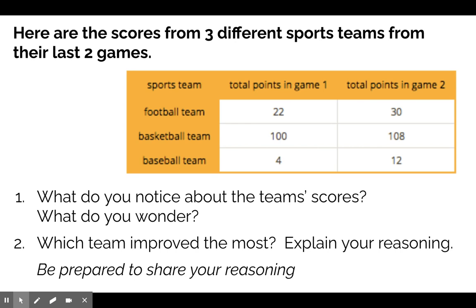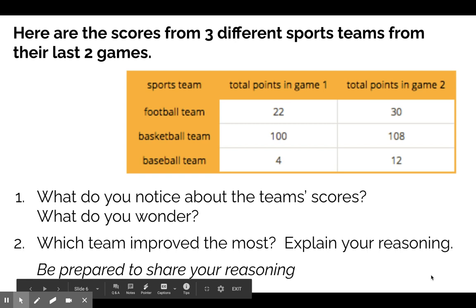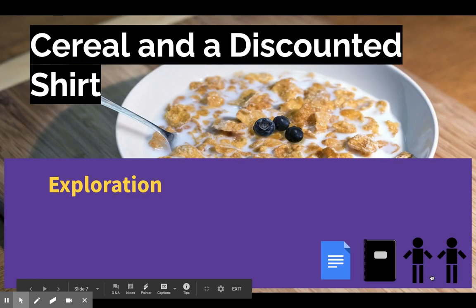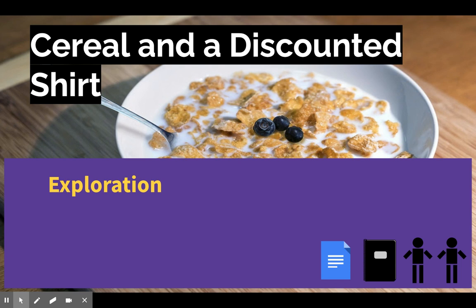While the other teams were multiplied by a smaller scale factor, like 1.1 for the basketball team and 1.4 for the football team, the baseball team actually increased the most. So let's keep moving. Now we're going to jump into our exploration activity entitled Cereal and a Discounted Shirt.